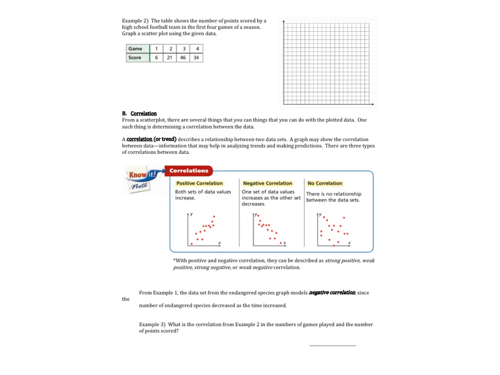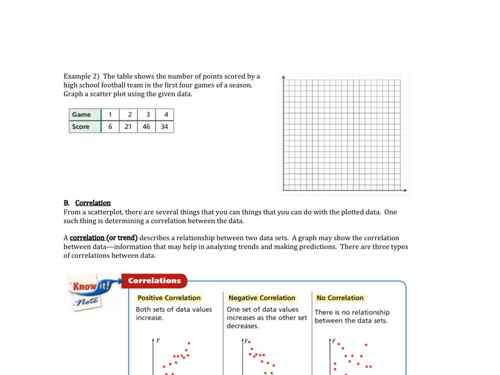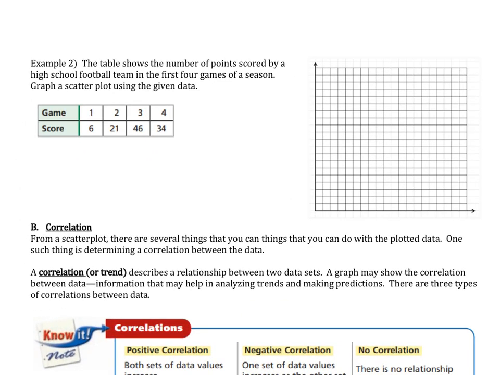All right, here's an example of a scatter plot that you're going to try to create for yourself. You've got some data here in a table: each game, 1, 2, 3, 4, and then the scores. The hardest part about a scatter plot is making up the x and y axes. The x-axis is typically the top line, and the y-axis is typically that line. So the games, and then the score.